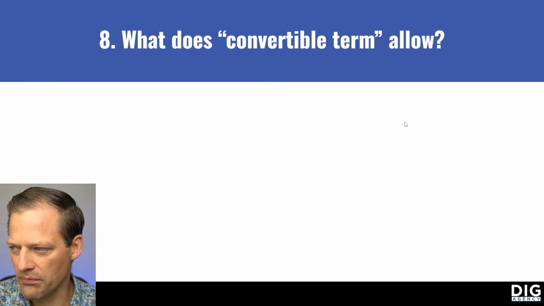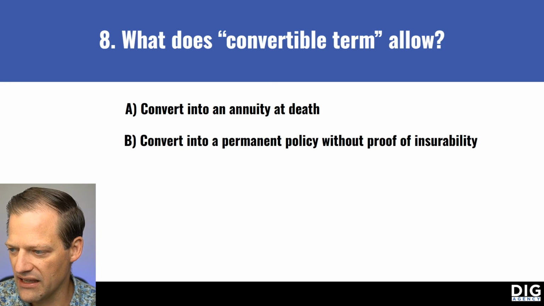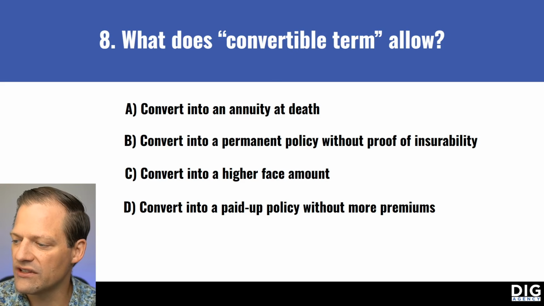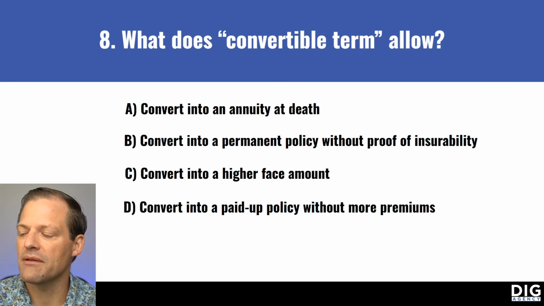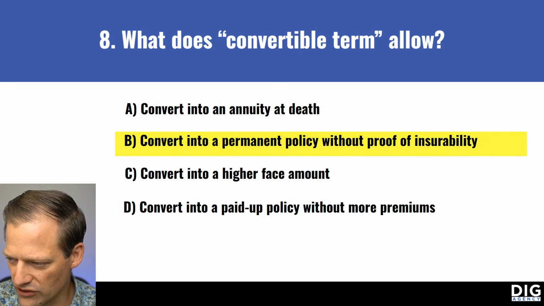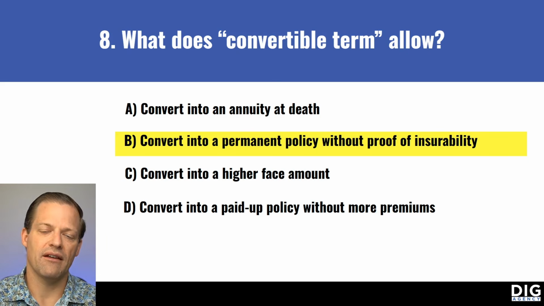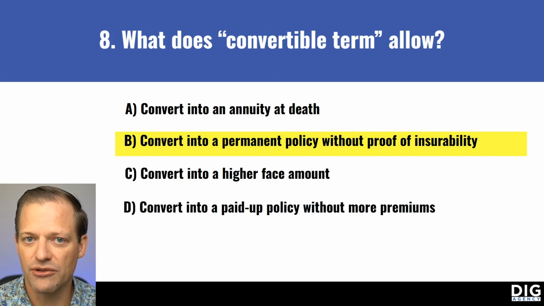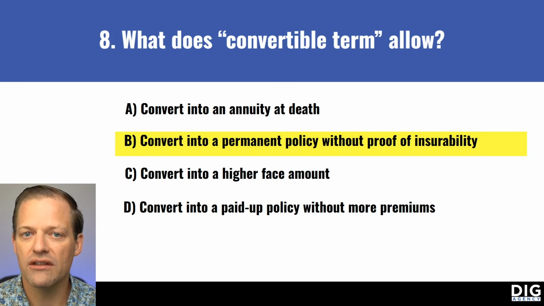What does convertible term allow? A, convert into an annuity at death. B, convert into a permanent policy without proof of insurability. C, convert into a higher face amount. Or D, convert into a paid up policy with more premiums. The answer here is convert into a permanent policy. So bottom line, whenever you see convertible term, understand there is an option to convert the term to whole life or convert the term to universal life.